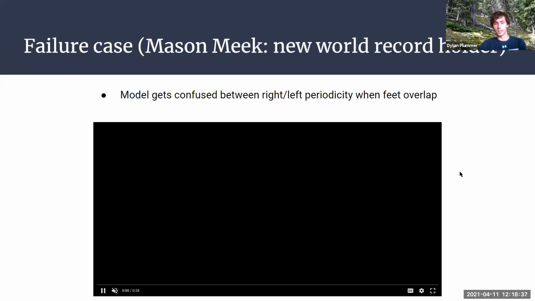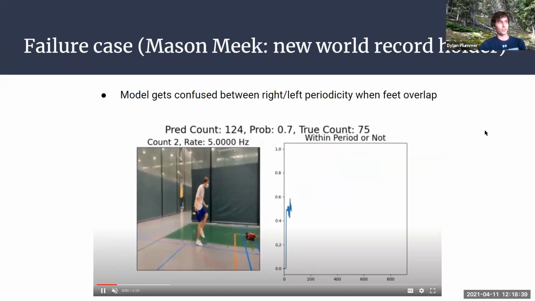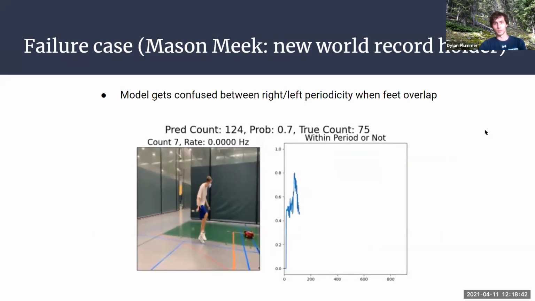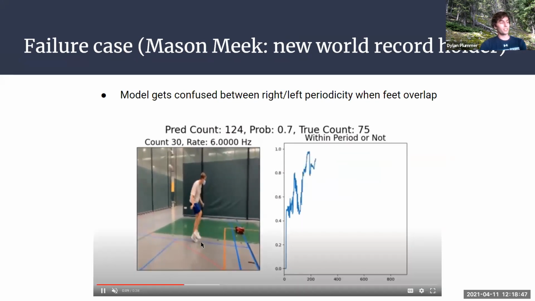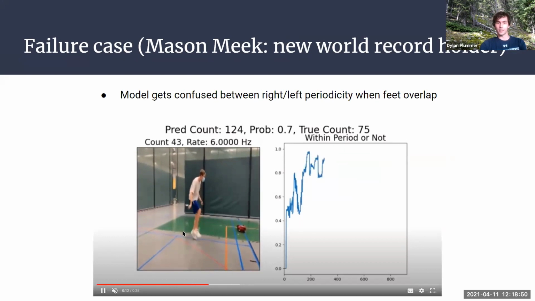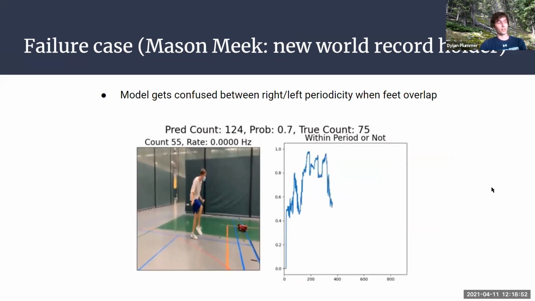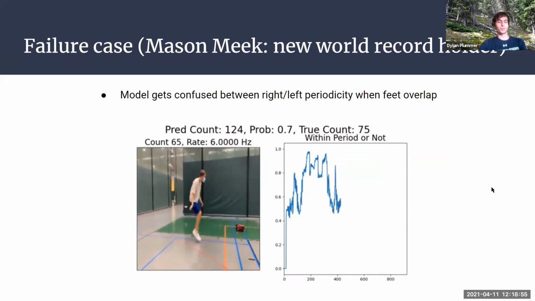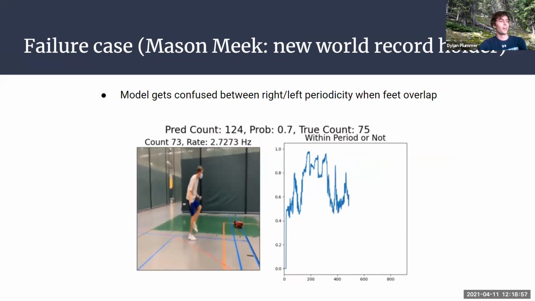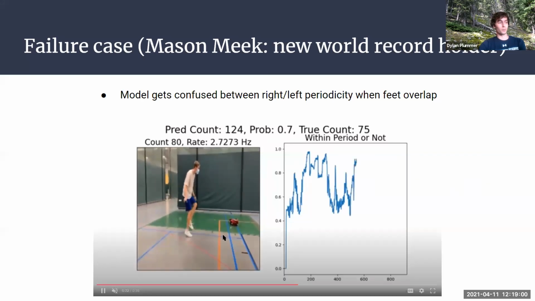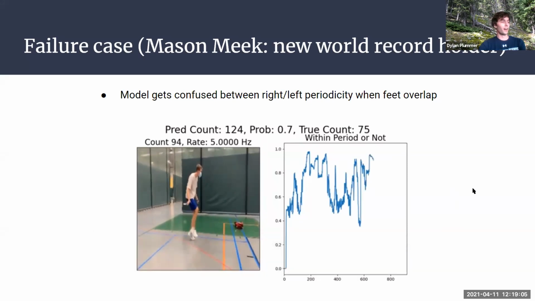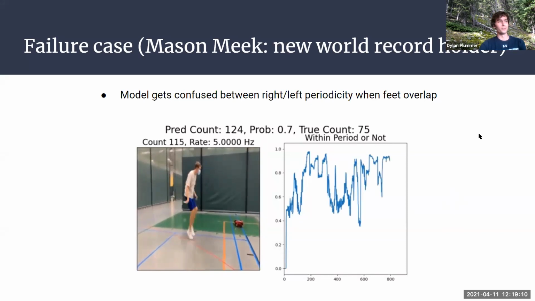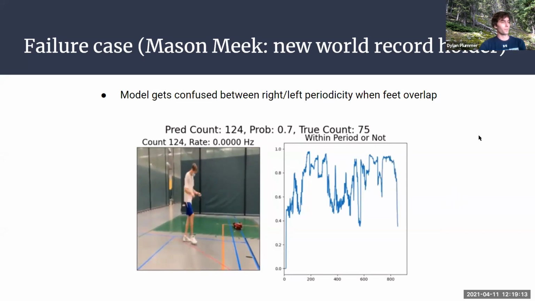So I do want to present a failure case of the model, and I would also like to congratulate Mason Meek on his unofficial 30-second speed world record of 124. So I think what's happening here is you can see Mason's feet are just crossing by each other every single jump. And so I'm pretty sure the model has only represented a single foot moving up and down. And so it's probably going back and forth between counting every single jump versus counting only 1 foot. And so this is an interesting failure case that we would definitely have to account for if we wanted to use this in any real competition setting.